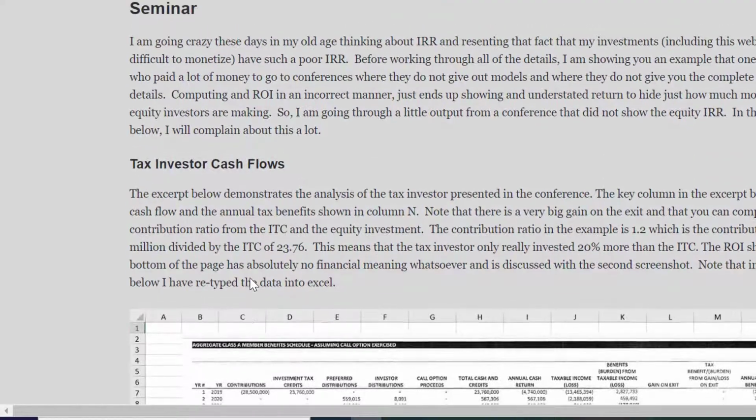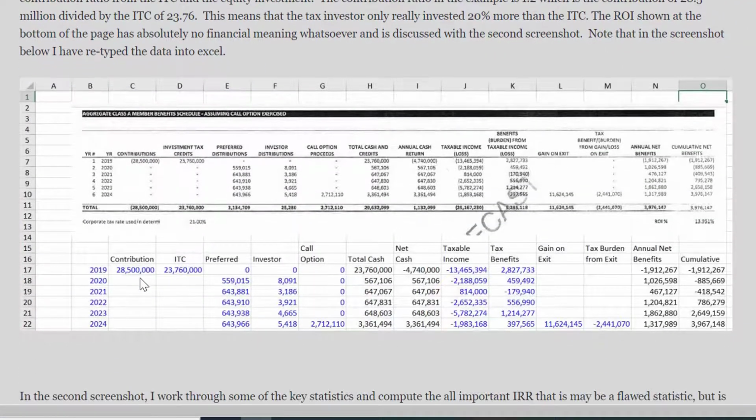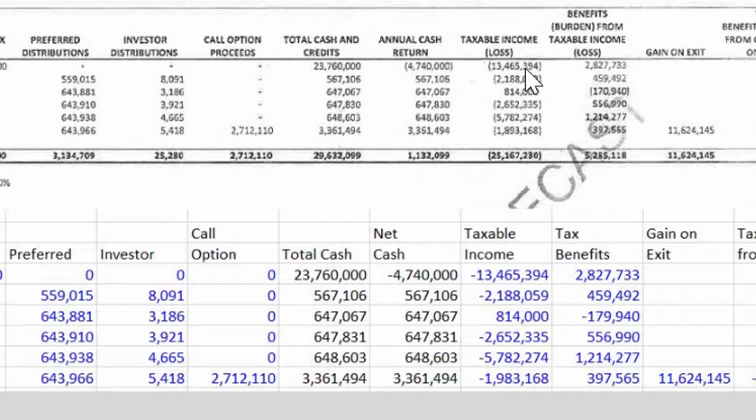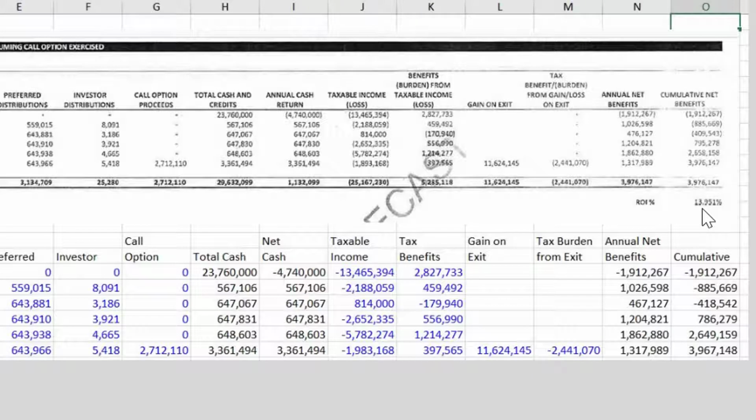There was a presentation my friend Jeff gave me from a seminar, and they put this tax investor income, and they said, okay, we get preferred dividends, we get some distributions of cash flow. The preferred was much bigger. At the end, we get some proceeds. We get the ITC up here, and then we get some other value of tax credits. Here we get some taxable income. But look, this goes negative and positive. This is the big problem, the fact that it's not just the depreciation multiplied by the tax rate. And then they have a gain on the sale when they exit in 6 years. And then they get only a 13% return. Here's the cash flow, the cumulative cash flow.